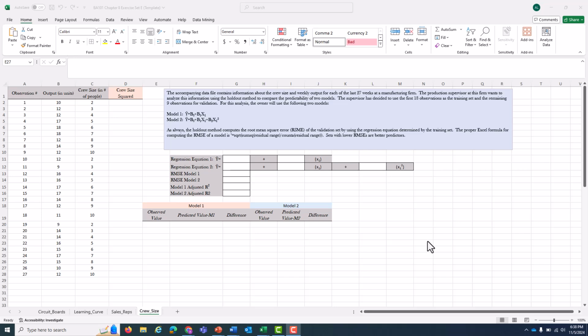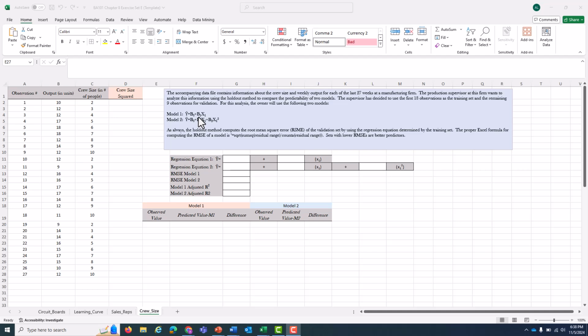In this example problem, we're going to compare two separate models that we could use in a business application to determine which one of them is a more accurate measure for the thing that we are trying to predict. In this problem, we have a data file that contains the information about the crew size of people that we had and their weekly output in terms of units for the last 27 weeks at a manufacturing firm. And our two possibilities are listed down here.